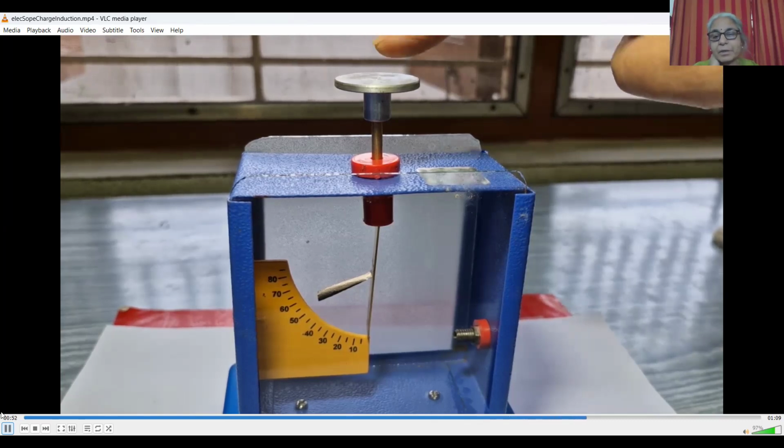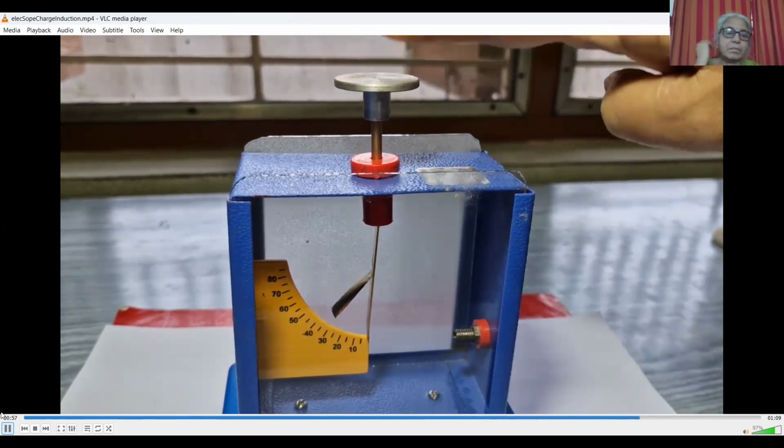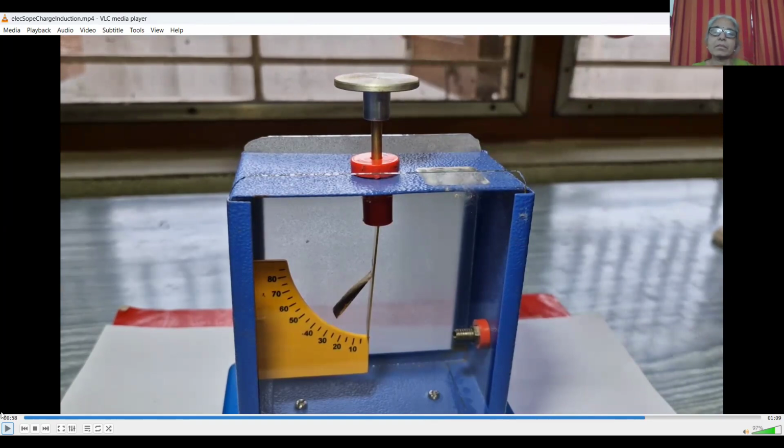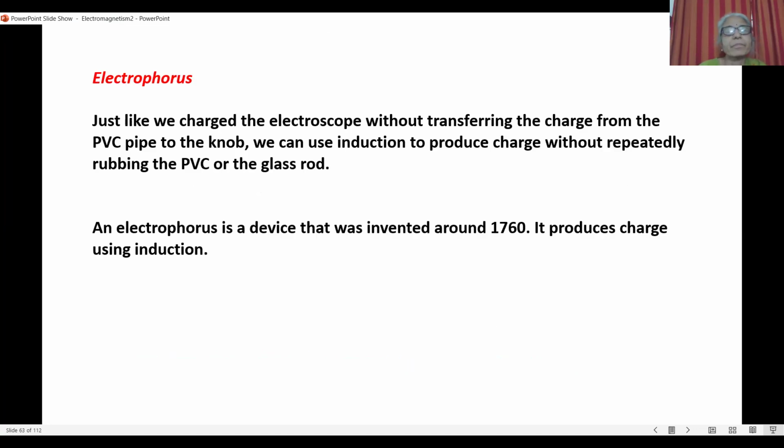We can do the same thing using a glass rod. You can use a glass rod rubbed with silk and charge the electroscope through induction. In which case, the electroscope will end up with a negative charge in the end. We have charged the electroscope by electrostatic induction.